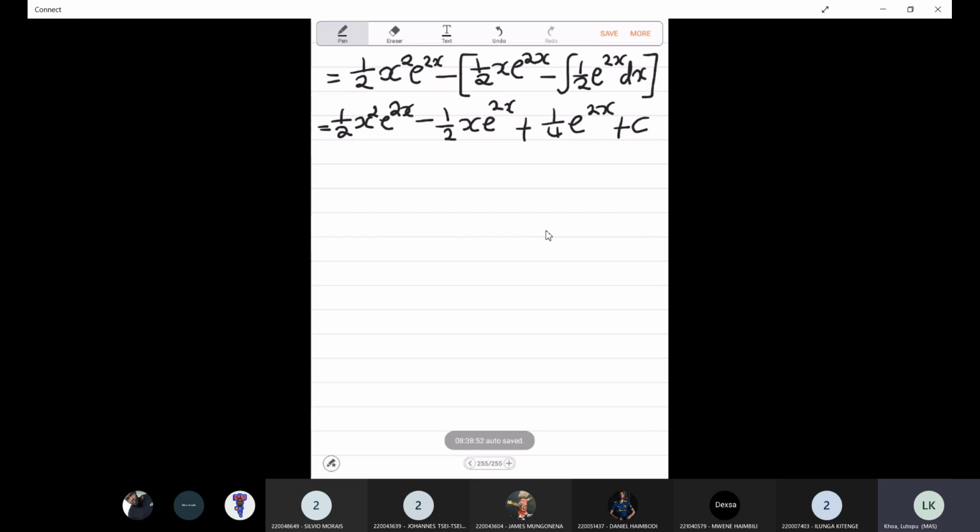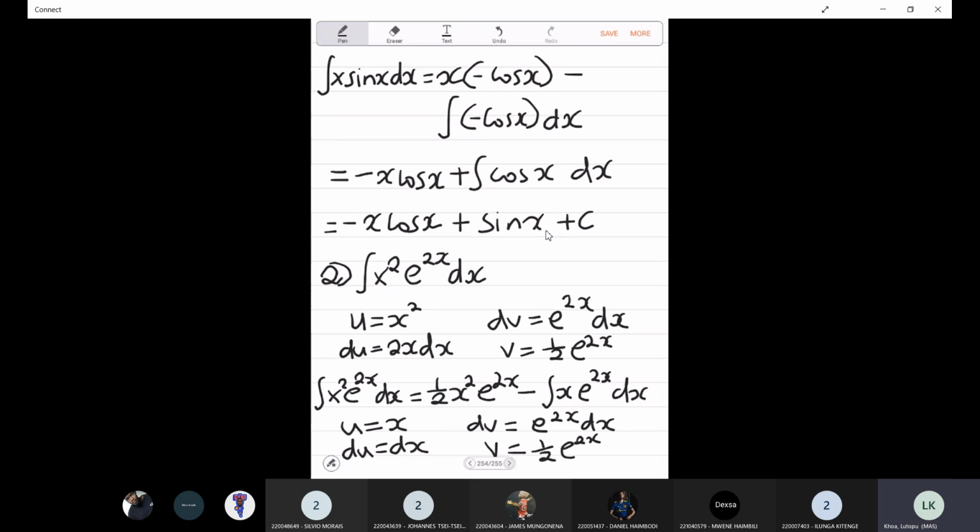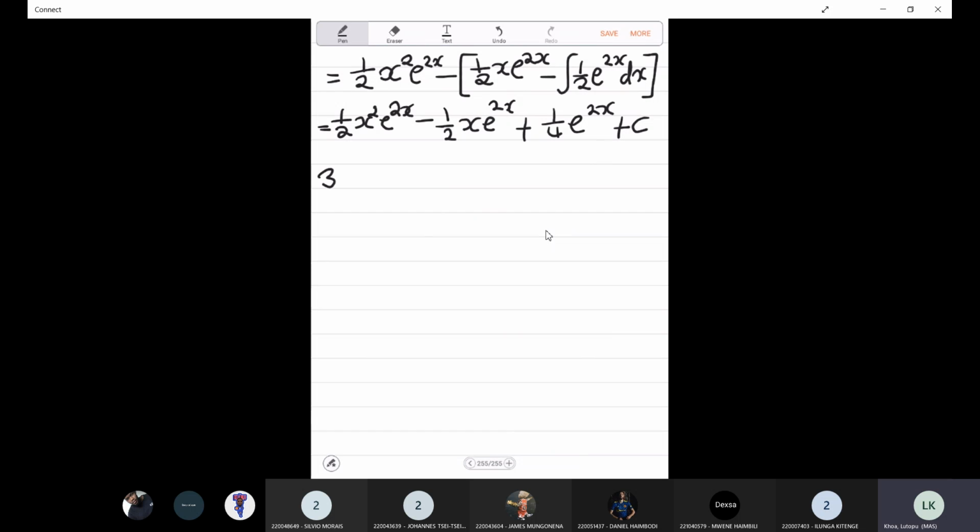Okay, and then let's do another example. This was number 2. Number 3, the integral of x squared ln of x dx.